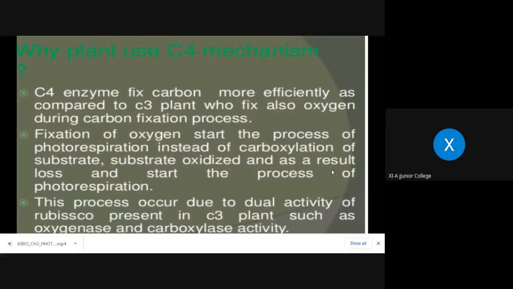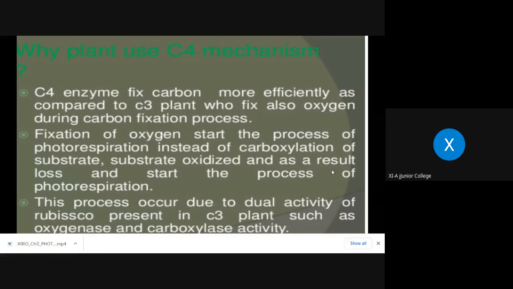That means oxidation as well as carboxylation, both the reactions are performed in the presence of Rubisco, that is RuBP compound. It reacts with oxygen as well as carbon dioxide, and that's why when oxygen is present, oxygenase will work. When CO2 enters and reacts with CO2, carboxylase activity will be performed. So this dual nature of C3 plants is reducing the rate of photosynthesis.